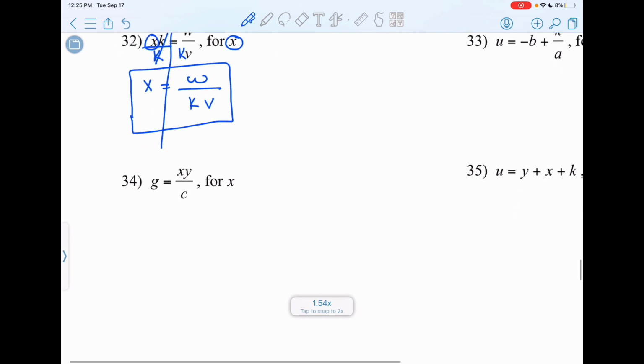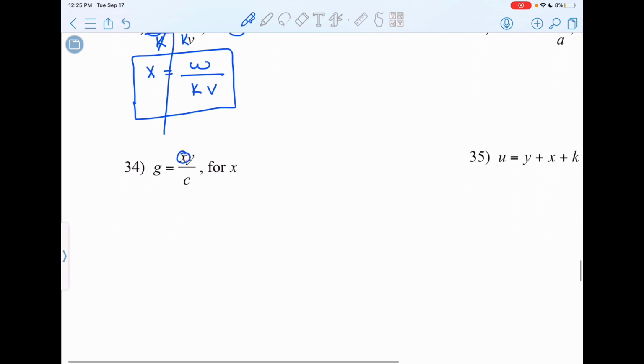Looking at 34, if I want to solve for x, I need to get rid of the y and the c. I'm going to get rid of the c first since it's furthest from x. Notice how x and y are right next to each other, and c is a little further. So I'm going to get rid of c first. Since c is being divided, to get rid of division, I multiply. So I'm going to multiply by c to both sides. And so I'm left with gc is equal to xy.